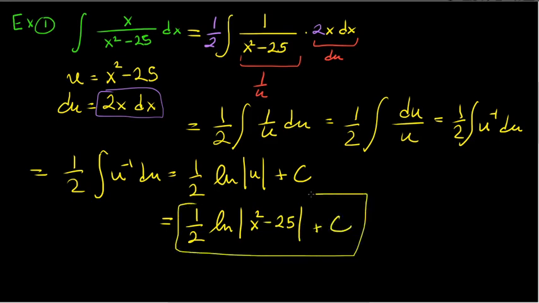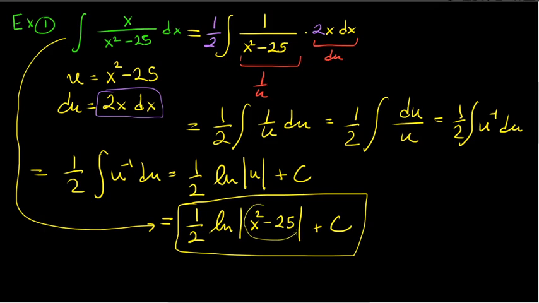And there we go. That's the original integral here. And again, if you don't believe me, take the derivative and check. When you take the derivative, you're going to use the chain rule. The derivative of this is 2x, and you cancel the 2's, but you still have the x on top here.